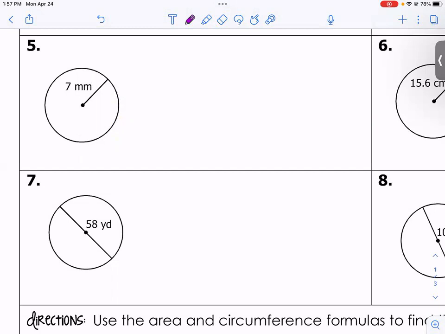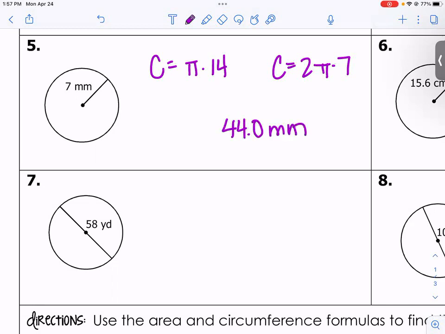Okay, Adri, which equation did you use for number 5? What's the diameter for number 5? Okay, so Adri did pi times 14. Did somebody else use 2 times pi times 7? Guess what? They're the same thing. You should get 44.0.